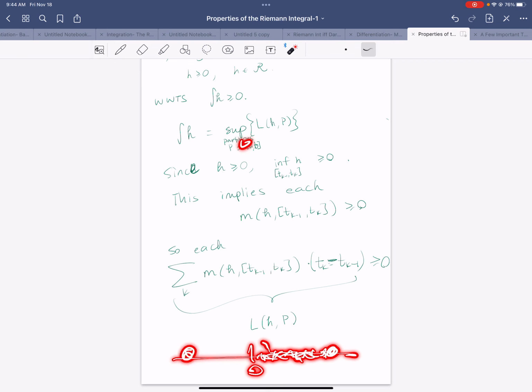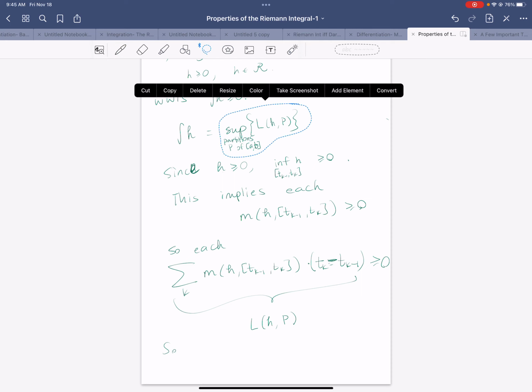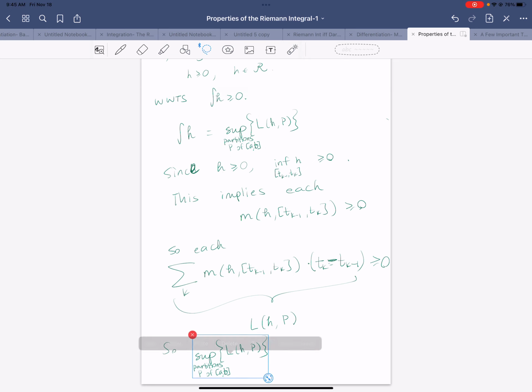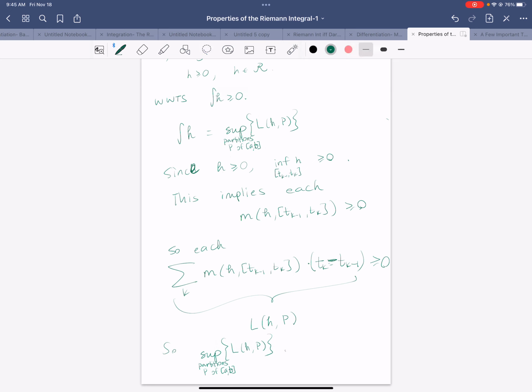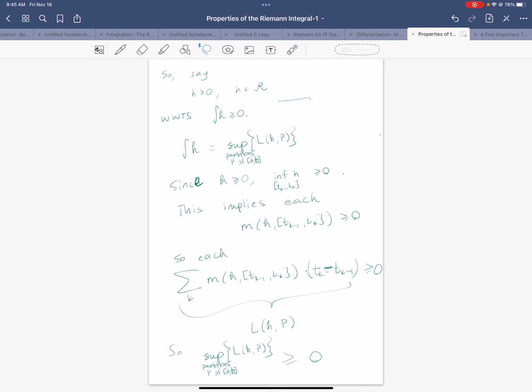The sup can't be over here, because if the sup is less than 0, it's not going to be an upper bound. So the sup has to be bigger than or equal to 0. So the integral of h has to be bigger than or equal to 0. So hopefully that kind of makes sense.